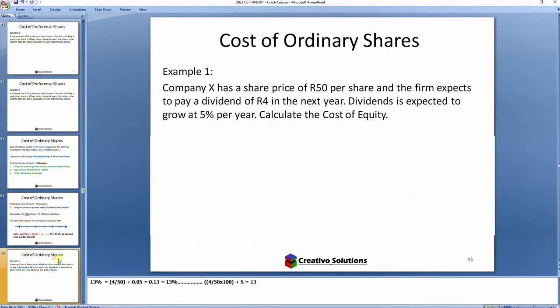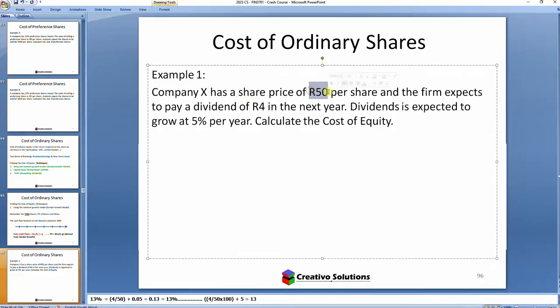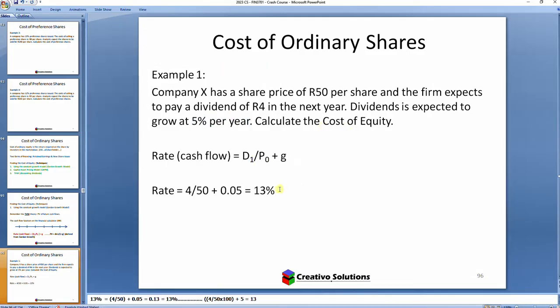So here's an example for you to try. We've got a company, they have a share price of 50 Rand. The firm expects to pay a dividend of 4 Rand in the next year. Dividends are expected to grow at 5% per year. Calculate the cost of equity. I think I've got a nice working for this one. Yeah, I do. Okay, there we go.